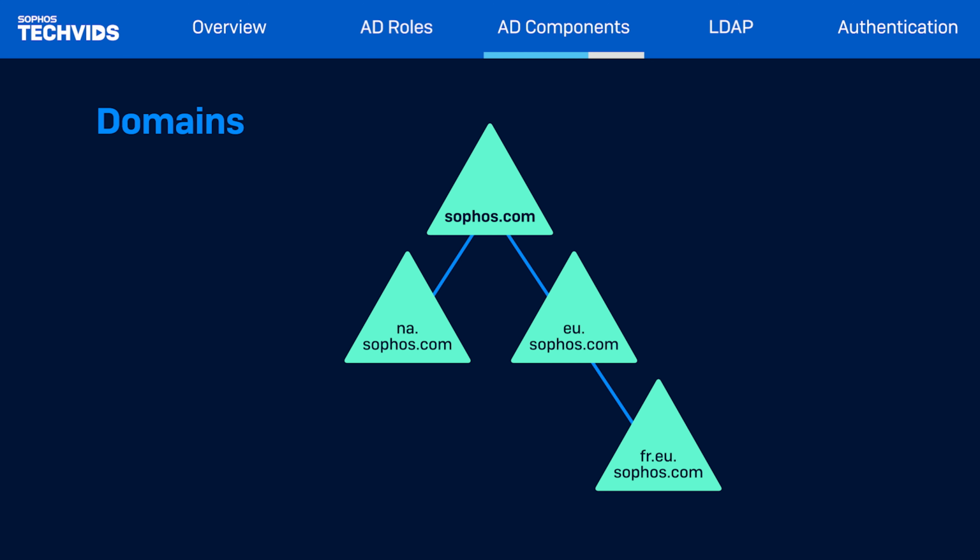Administrators in each subdomain will only have control over the objects which reside within and under them. So for example, admins in na.sophos.com will be able to administer objects within that subdomain, but not eu.sophos.com. Likewise, admins in the Europe subdomain can act only within the Europe subdomain, which also includes the France branch.